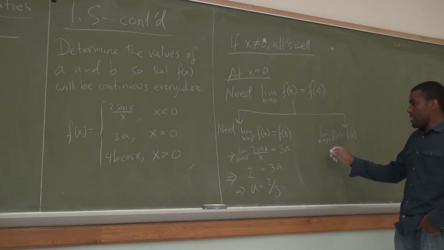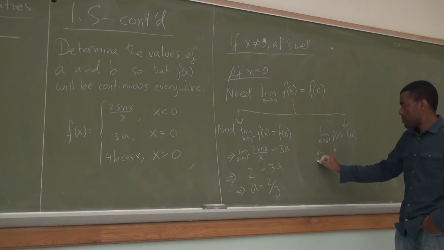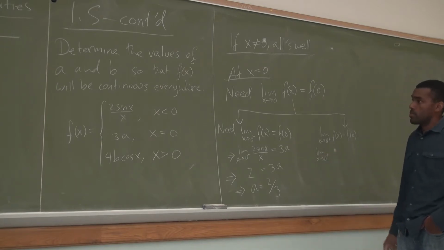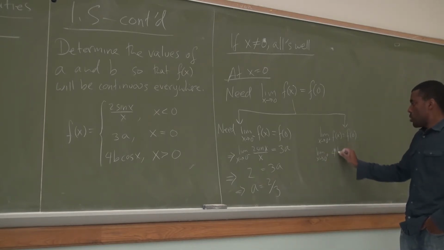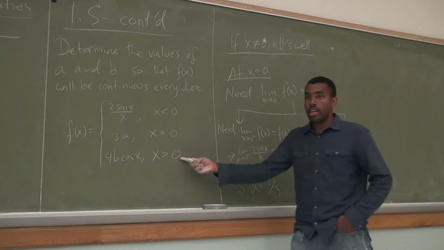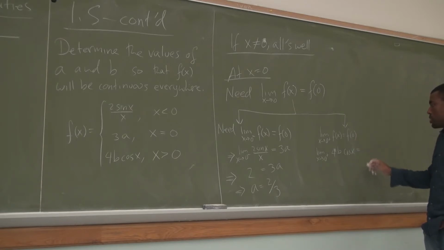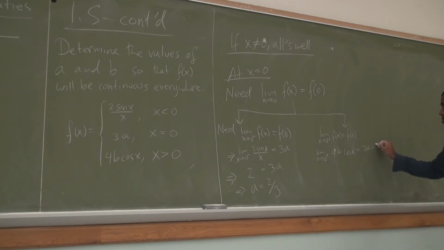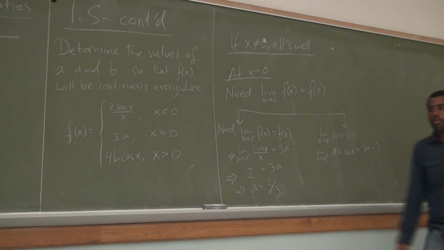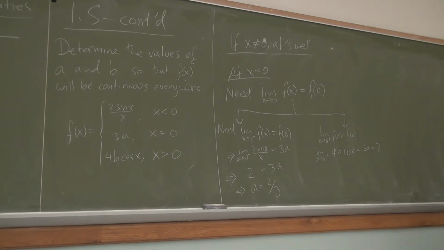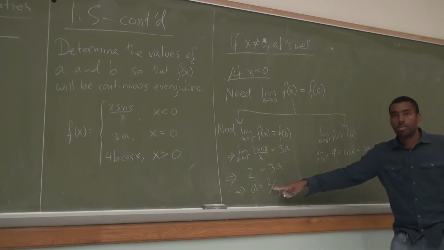What would you need to make the right side work? Well, when you're to the right of 0, you're looking at this function. So you're doing 4b cosine x to be equal to the definition of the function at the point, which is 3a, which happens to be 2. You know that it's 2 at this point. 3a is equal to 2. You can plug in a equals 2/3.